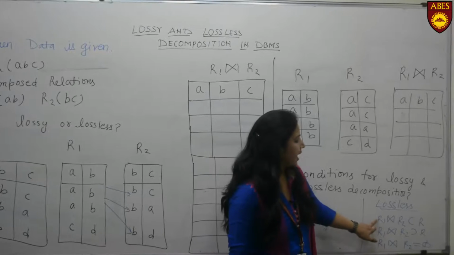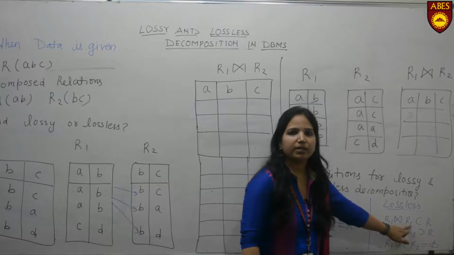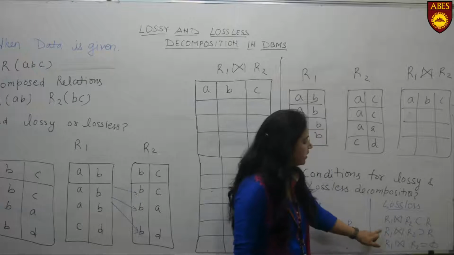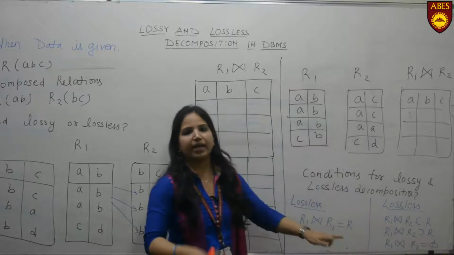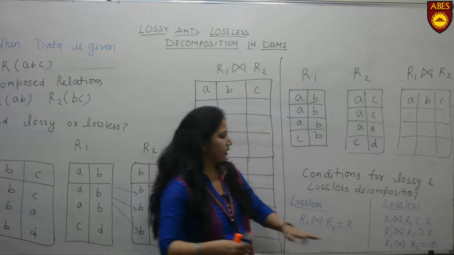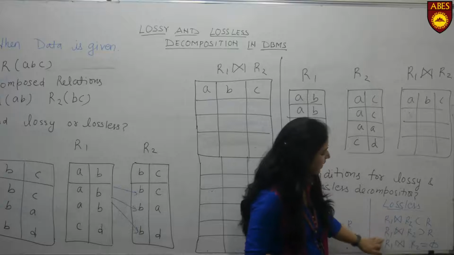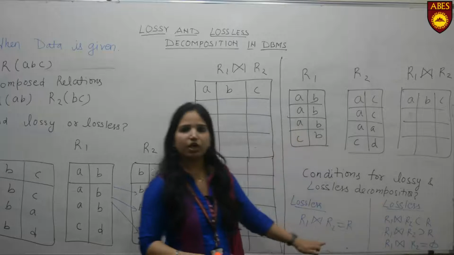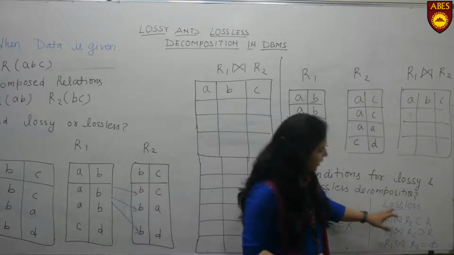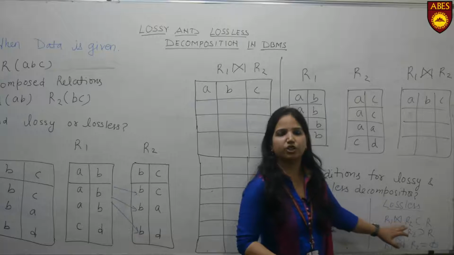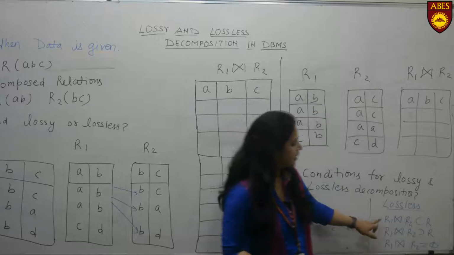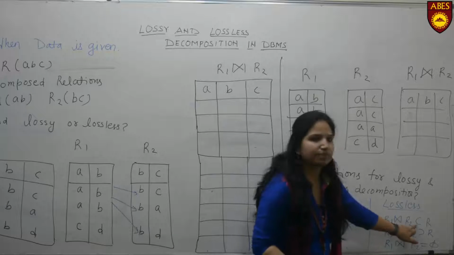For lossy, R1 natural join R2 should be a subset of R, or R1 natural join R2 should be a superset of R, or R1 natural join R2 should be equal to phi. These are the 3 conditions for lossy. Why is it lossy? Because in these 3 conditions, we are not getting the original relation when we find the natural join. In each and every case, here in the first case we are having the subset of R.